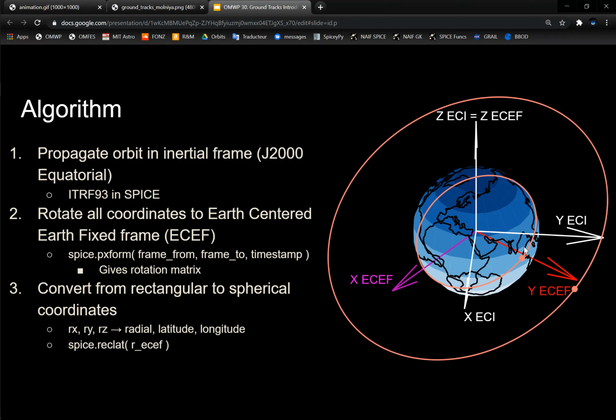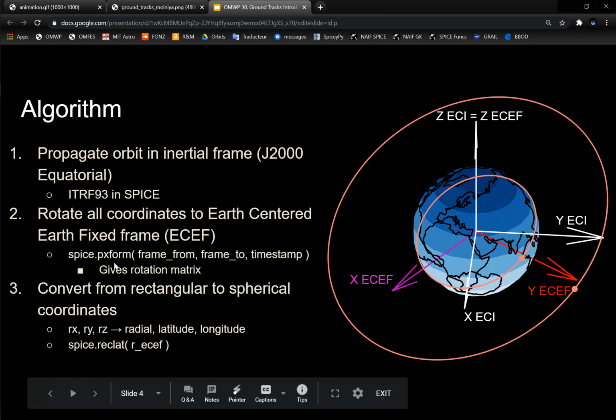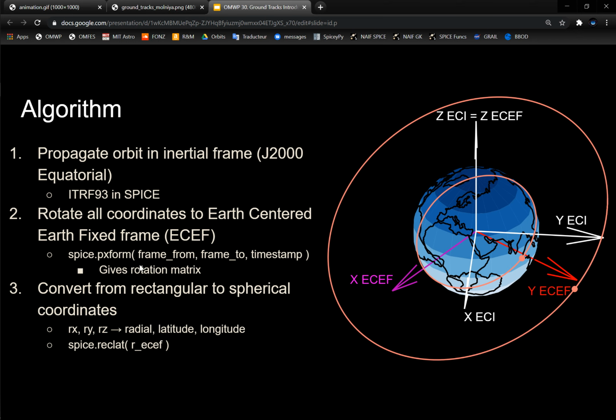So at some point in time here, you have your x-axis, which points at 0 latitude and longitude, which is just south of Ghana here. You have it pointed in one direction, and then your y is going to be perpendicular to that, and it's rotating about the z-axis. So the way to do this in SPICE, there's a function called pxform, where you take the frame you're at right now, the frame you want to go to, and whatever timestamp, and it gives you a rotation matrix. So that's going to be from inertial J2000 to Earth-centered Earth-fixed. It's going to get that rotation matrix.